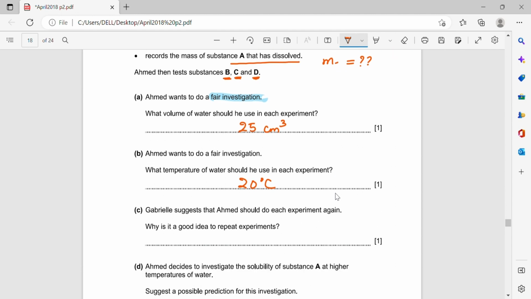طيب. Gabriel suggests that Ahmed should do each experiment again. بنعمل دايما repeat ال experiment عشان الإجابة النموذجية اللي احنا عارفينها to make the results more reliable.